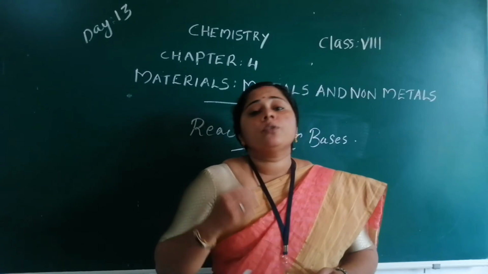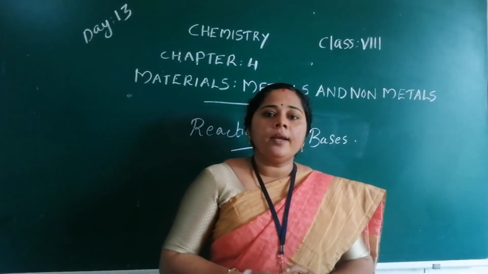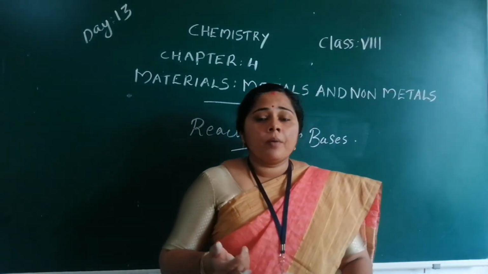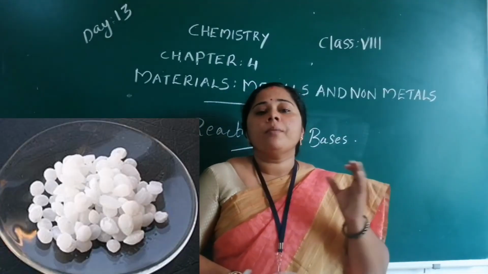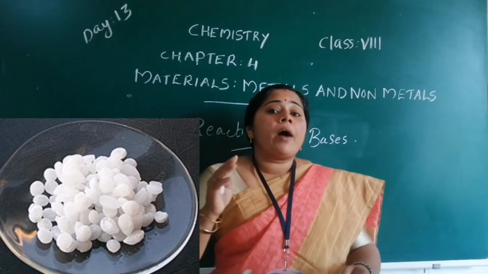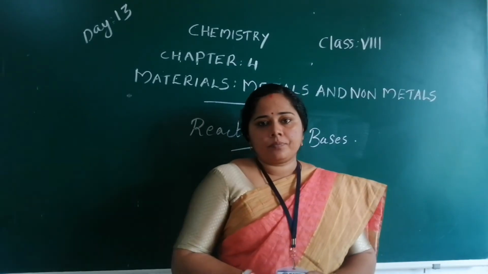Prepare a fresh solution of sodium hydroxide in a test tube by dissolving 3 to 4 pellets of sodium hydroxide in 5 ml of water.